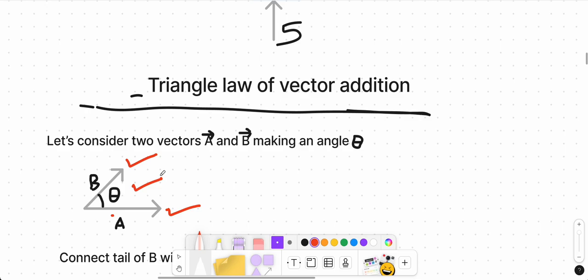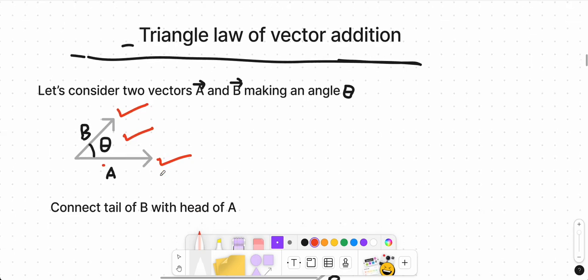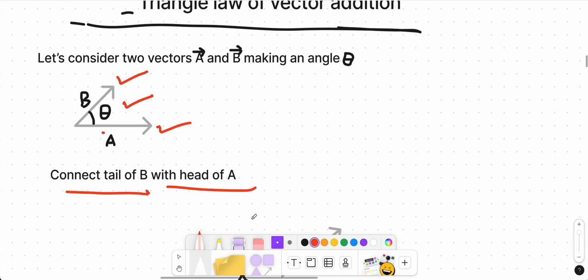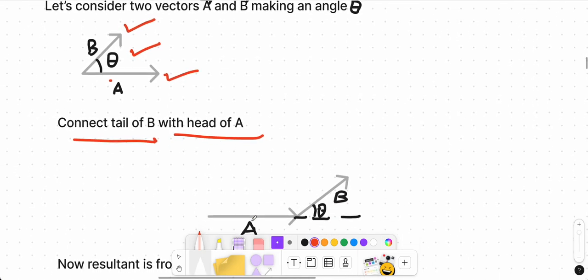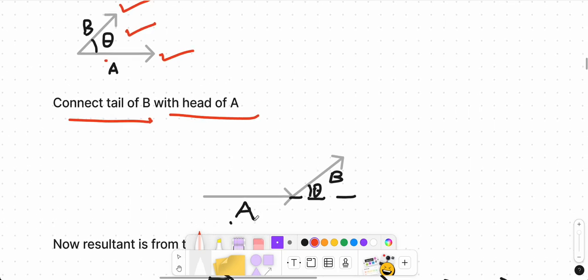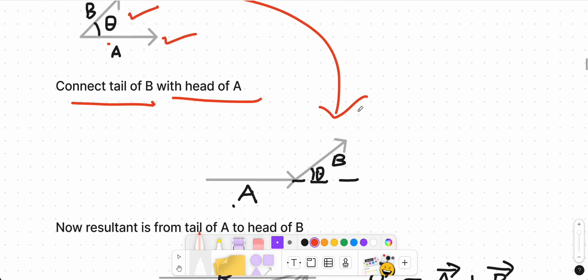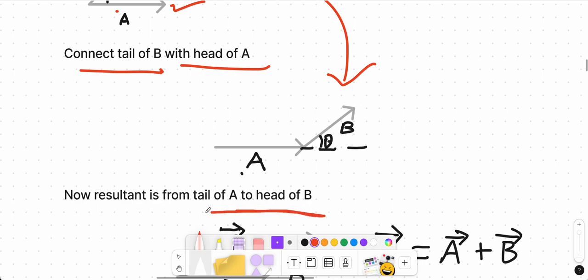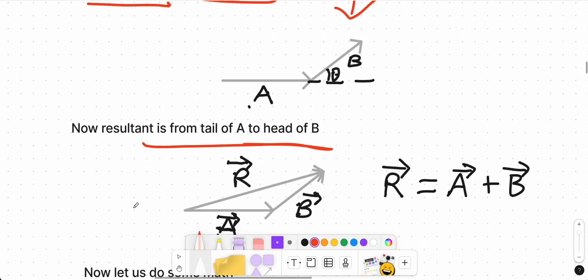So, A and B vectors making an angle theta. How to add these two vectors A and B? So, connect tail of B with head of A. Let me do that. Let me connect tail of B with head of A. As you can see here, I have connected tail of B with head of A. Okay? Now the resultant is from tail of A to head of B.